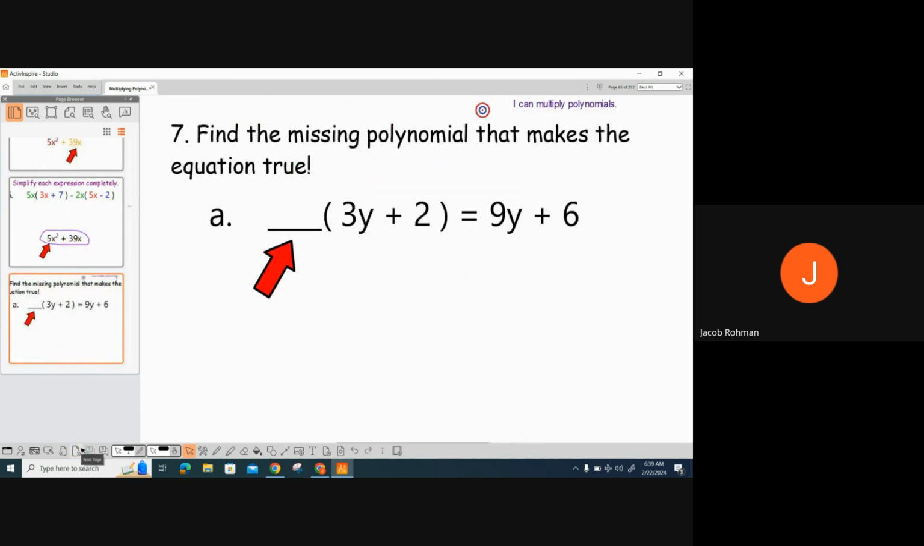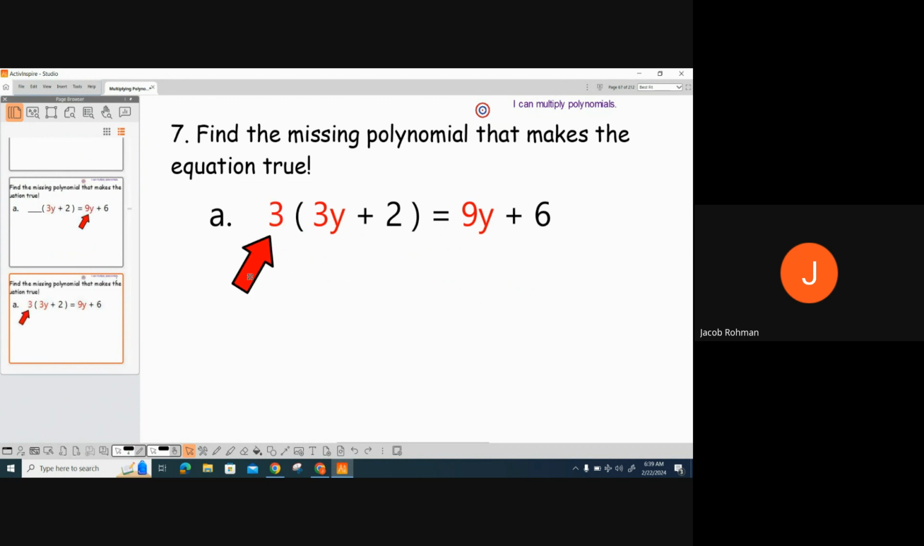Example 7 says, find the missing polynomial that makes the equation true. And then letter A, we've got this blank here being multiplied to this binomial of 3y plus 2. Well, in order to get a 9y and a plus 6 after we distribute, let's just look at trying to make the 3y multiplied to be a 9y. And yes, you guessed it. If you multiply 3y times 3, you'll get 9y.